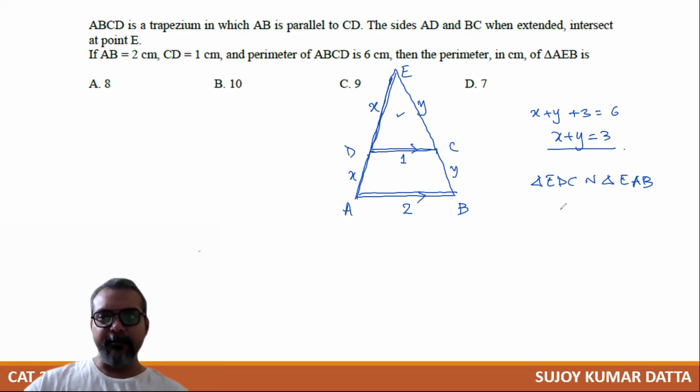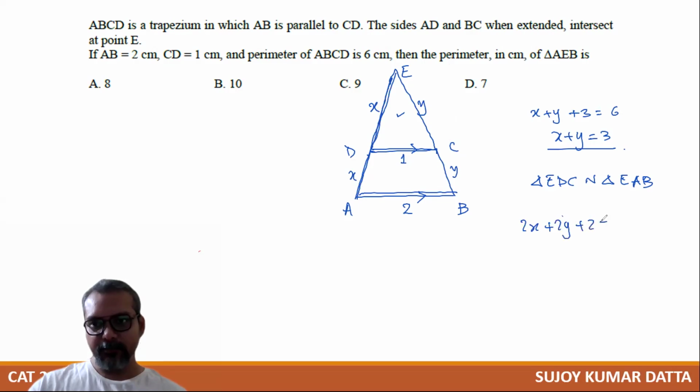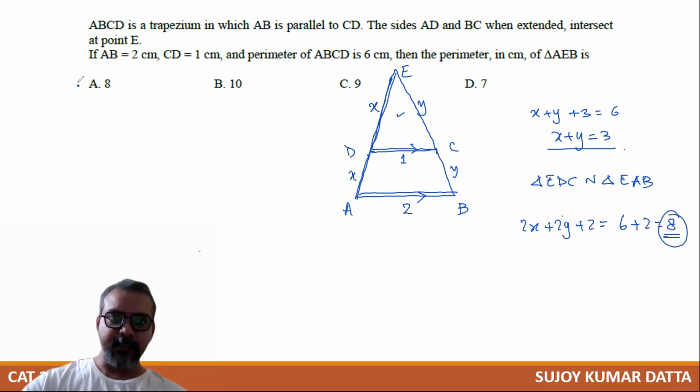Now they're saying what is the perimeter of the triangle AEB. So the perimeter of AEB is 2x plus 2y plus 2. So 2 times x plus y, so that's 6 plus 2. So that's 8. So that is option A.